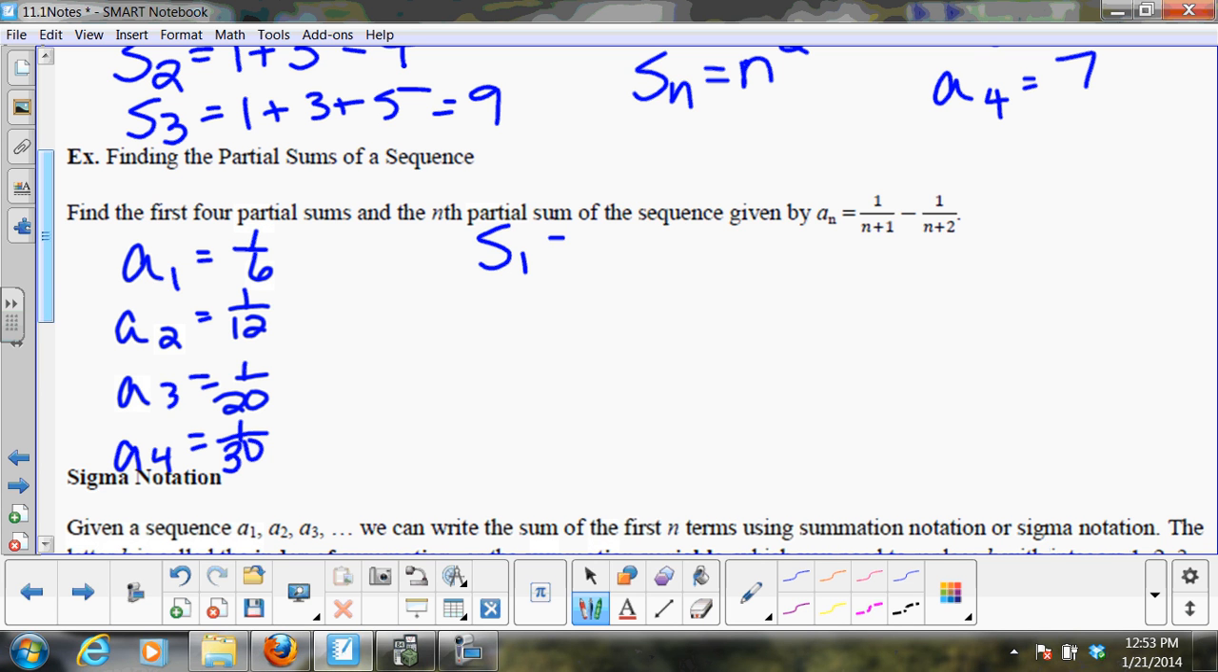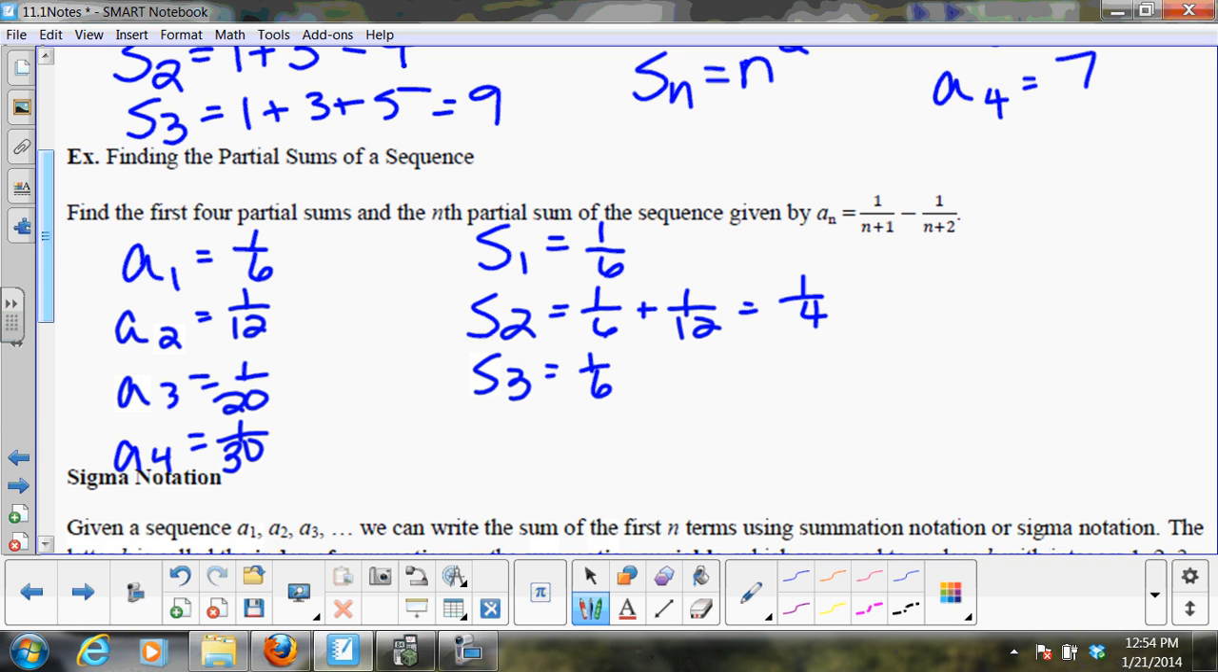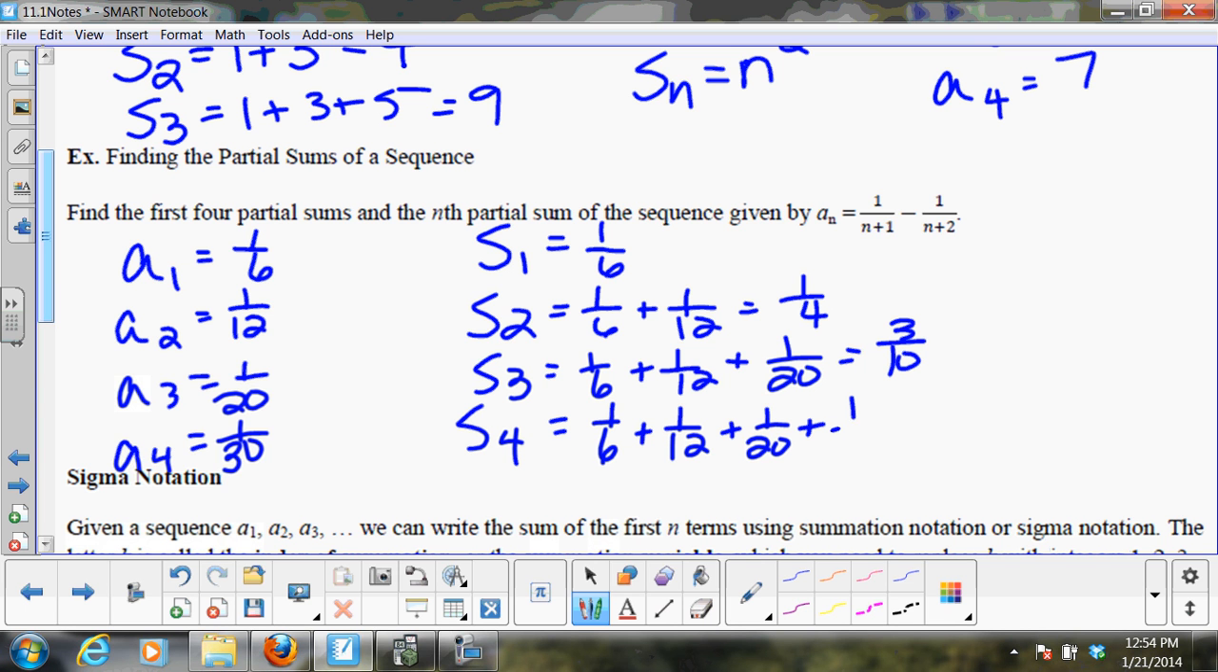So the first sum is just the first one. The second sum is the 6th plus the 12th, giving us a 4th. The third sum is a 6th, 12th, and 20th, giving us 3/10. The fourth sum, 6th, 12th, 20th, and 30th, giving us a third. And we'll just not worry about the nth partial sum for this one.